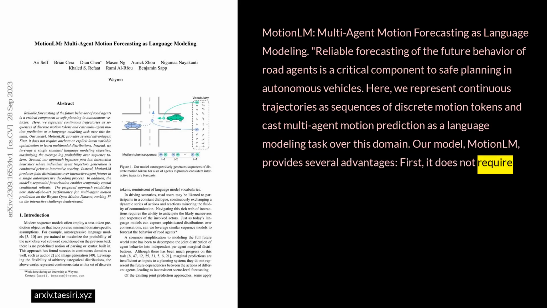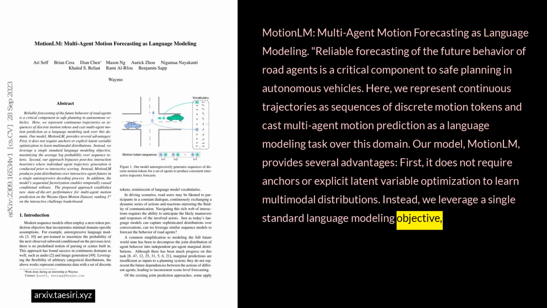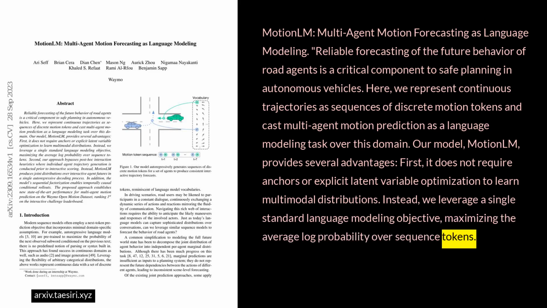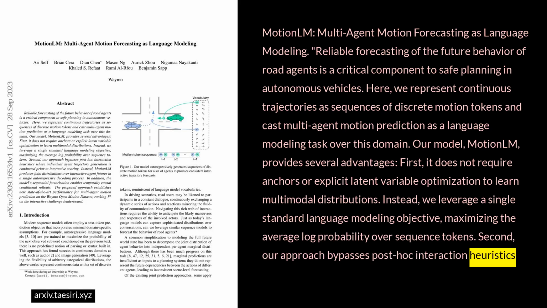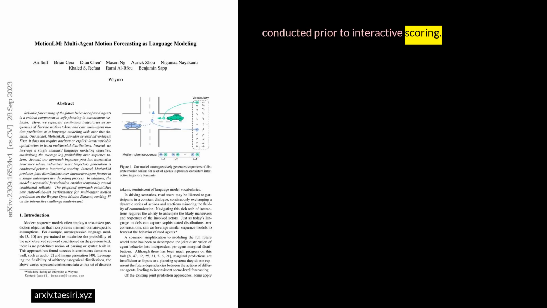First, it does not require anchors or explicit latent variable optimization to learn multimodal distributions. Instead, we leverage a single standard language modeling objective, maximizing the average log probability over sequence tokens. Second, our approach bypasses post-hoc interaction heuristics, where individual agent trajectory generation is conducted prior to interactive scoring.